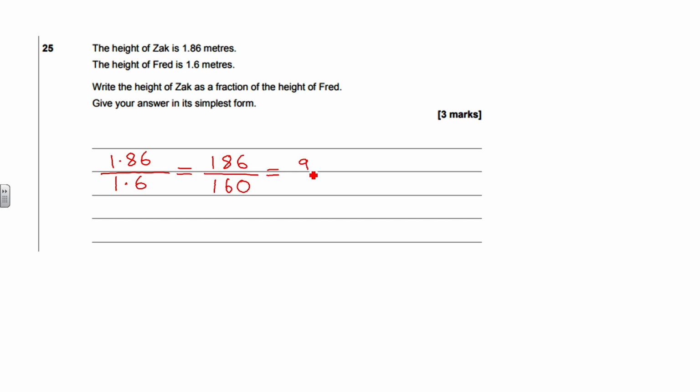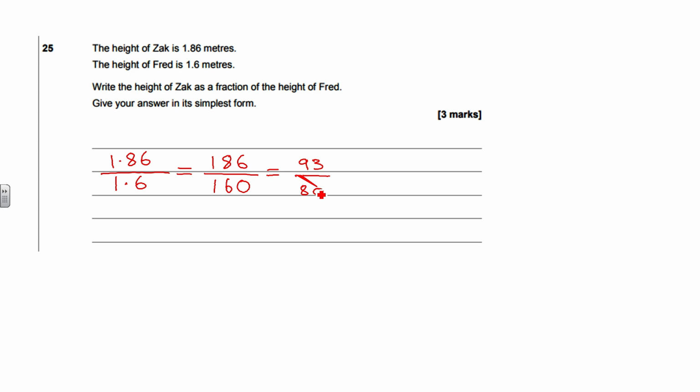Half of 186 is 93. Half of 160 is 80. Is that as simple as it gets? I think it is really. 93 is in the 3 times table, because 9 plus 3 is 12. But then 80 is not in the 3 times table. So yeah, I think I've got all I can there.